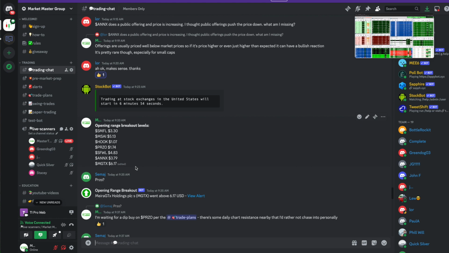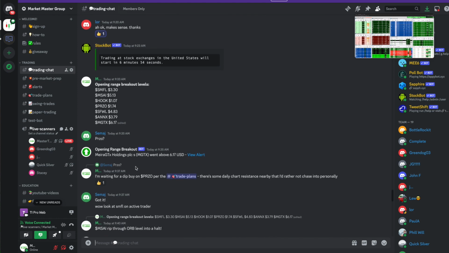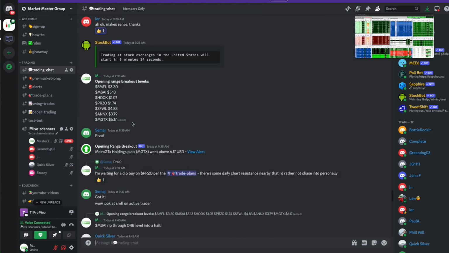But I wanted to make sure that our team of traders is not missing out on these breakouts because after all, having this list here is a little bit difficult to follow once the market opens. So I set up a new bot here in the Discord that's actually going to alert us now when the stock is moving above that opening range breakout level.